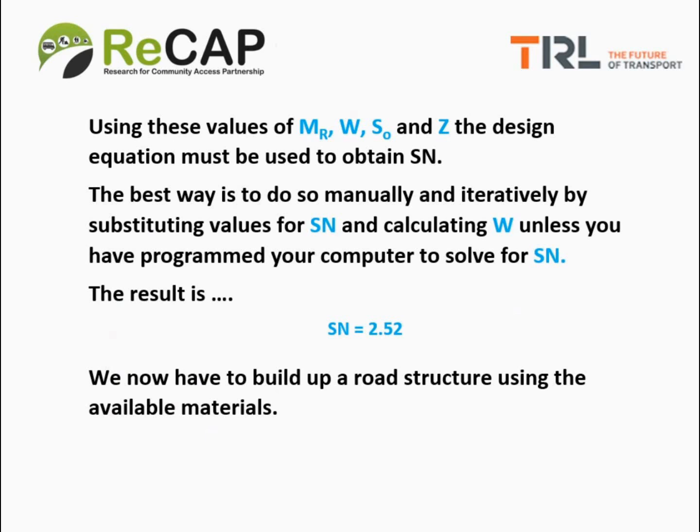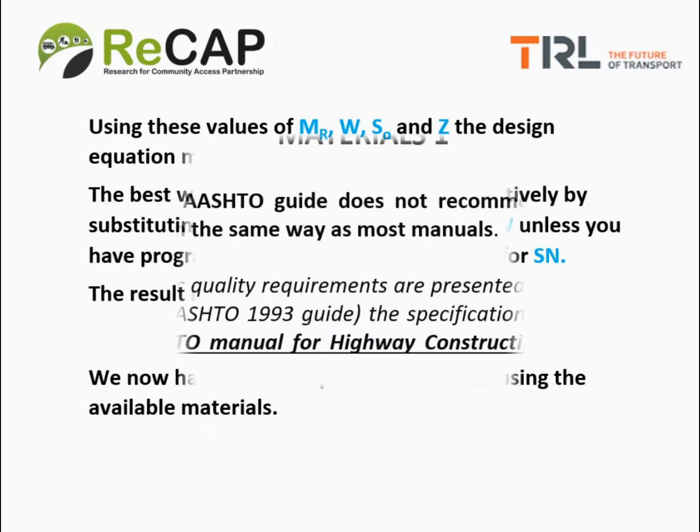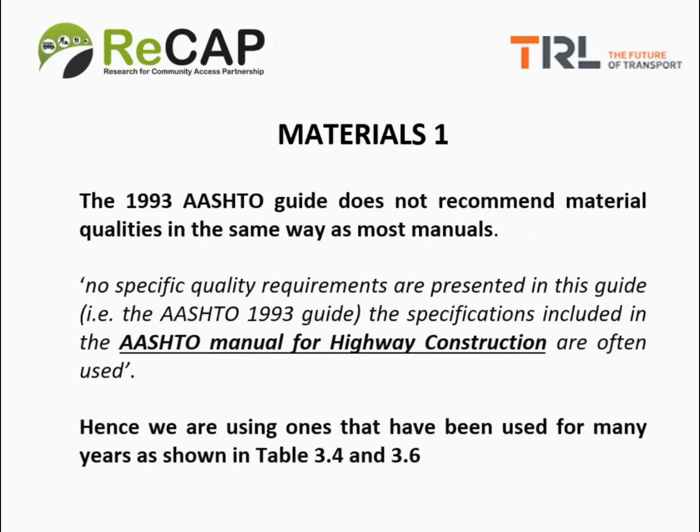Now we have to build up a road structure using the available materials. We haven't discussed materials yet, but Andrew has mentioned materials earlier in the lecture course. So let's press on. Strangely enough, and most people are a little bit surprised by this, the 1993 AASHTO Guide for Structural Design of Roads does not recommend material qualities in the same way as most manuals. Most manuals will have specifications for materials in them. In fact, to quote the AASHTO Guide, it says no specific quality requirements are presented in this guide.